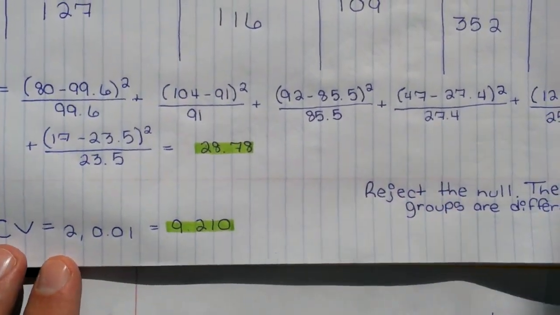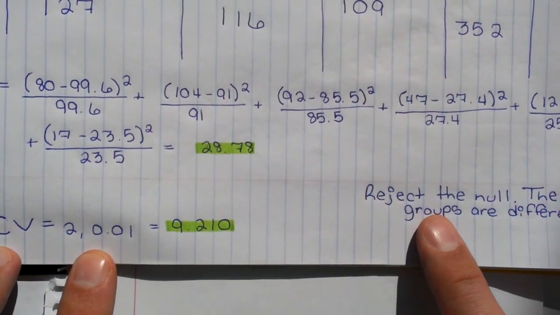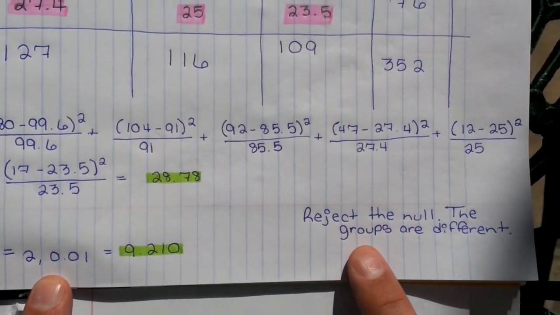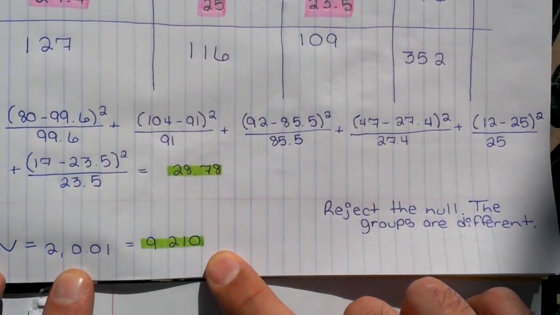So upon testing our chi-squared statistic with our critical value, we found that we will reject our null. The groups are definitely different since our chi-squared statistic is greater than our critical value.